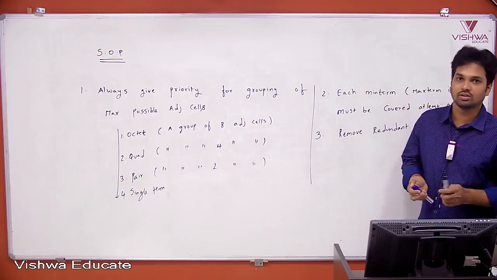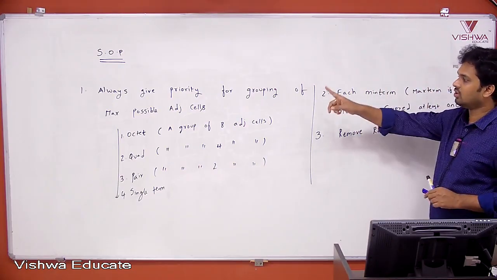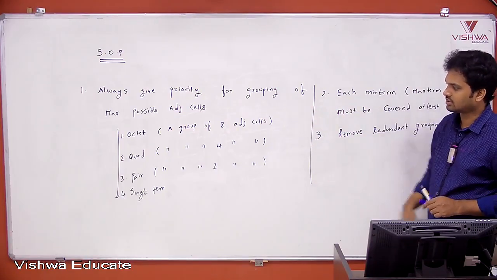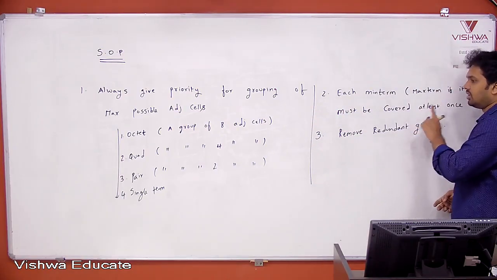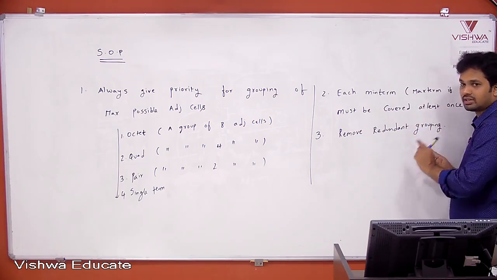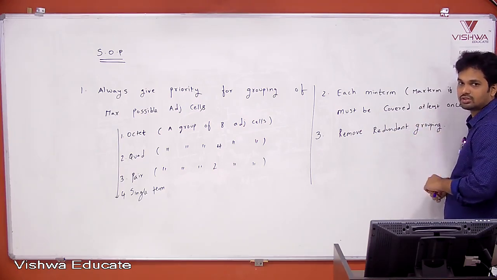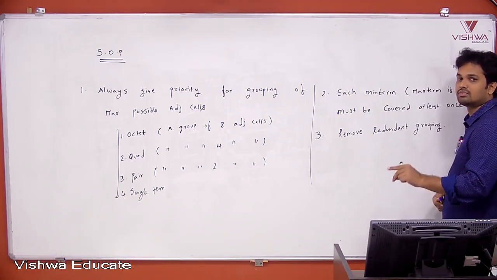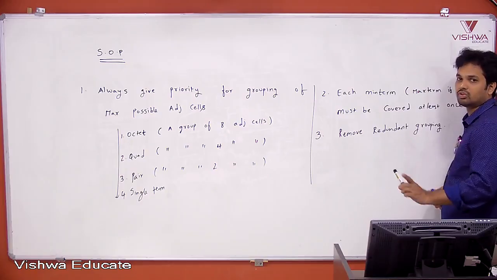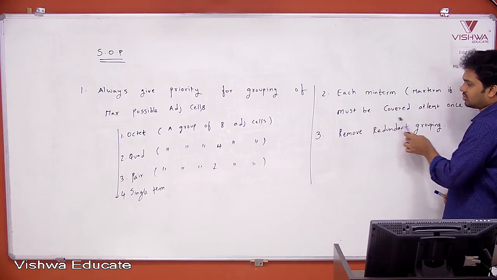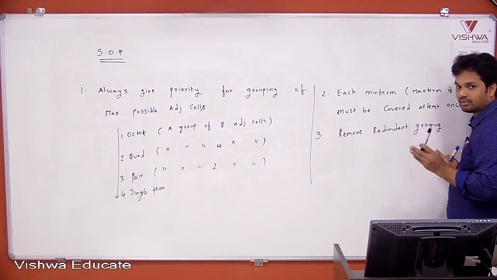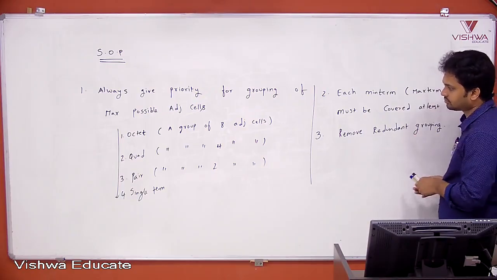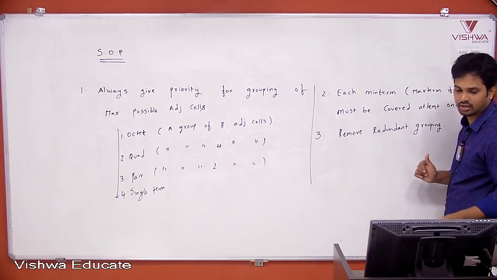What is the first? Always give priority for grouping of maximum possible adjacent cells. Next, every minterm: first we try all by SOP, then I will give POS. Simple logic: whatever we discuss for minterms in SOP is valid for maxterms in POS. All minterms should be covered because the total function should be covered. We should remove any redundant grouping. These are the rules of your K-map.